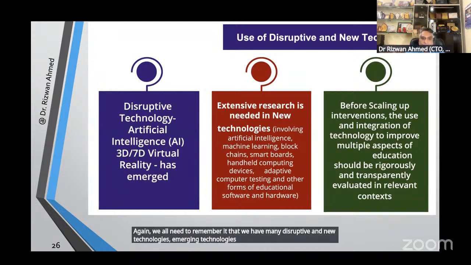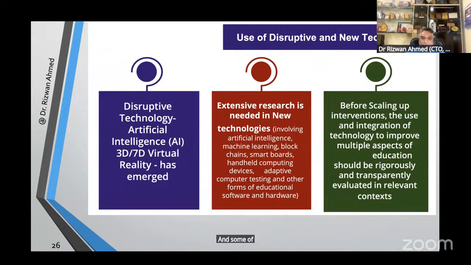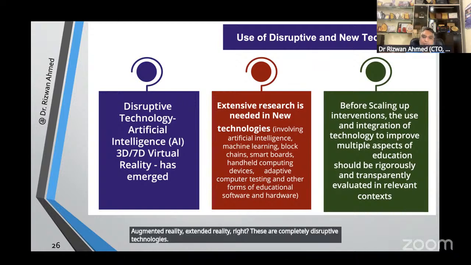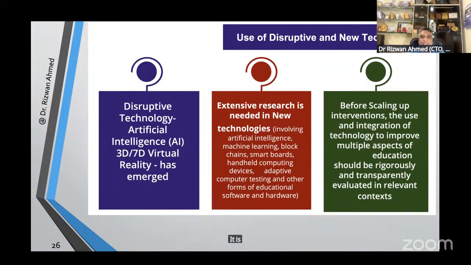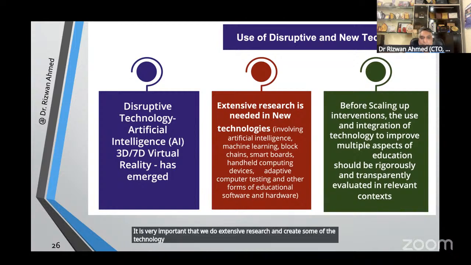Again, we all need to remember that we have many disruptive and emerging technologies coming into the picture. Some of the examples I've already talked about in my sessions, like AI, 3D, 7D, augmented reality, extended reality. These are completely disruptive technologies. But before we involve some of these technologies, it is very important that we do extensive research and create technology-enabled solutions which are tested completely before we roll them out to a larger audience.